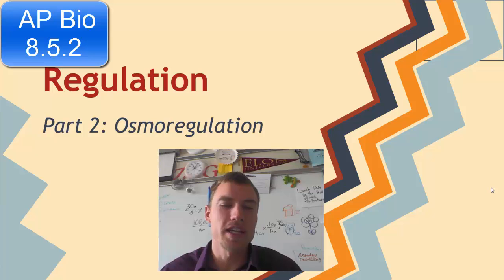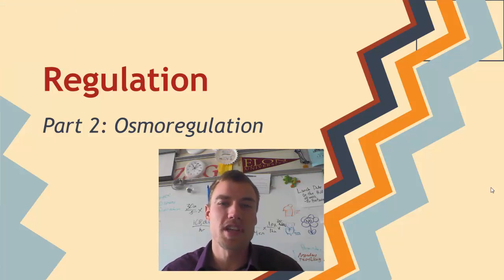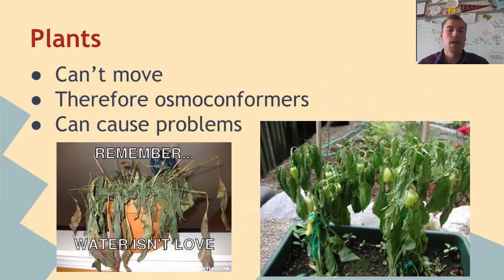We're talking about regulation again. This time we're going to be talking about osmoregulation, so we're going to be talking about water regulation. So let's talk briefly about plants, and then we'll get into animals. Plants can't move, obviously, and therefore they are osmoconformers. And what that means is that whatever the water conditions are around them, they're going to conform to those conditions.